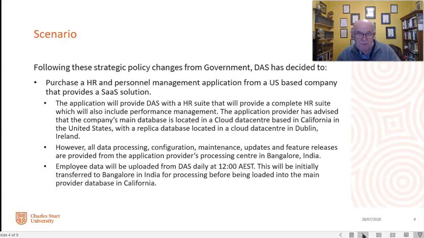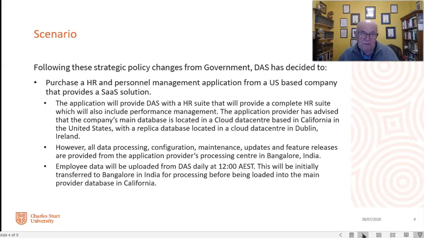The provider has advised that the database is stored in a cloud data center based in California, and there is a replica database located in a cloud data center in Dublin in Ireland. However, all the data processing, configuration, maintenance, updates, feature releases, etc. are pushed out from the provider's processing center in Bangalore in India. Now, normally what will happen is that employee data will be uploaded from DAS daily at midday, Australian Eastern Standard Time, and that will go initially to Bangalore for processing before being loaded up into the main provider database in California.